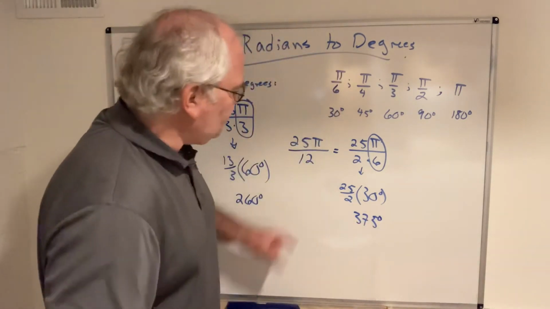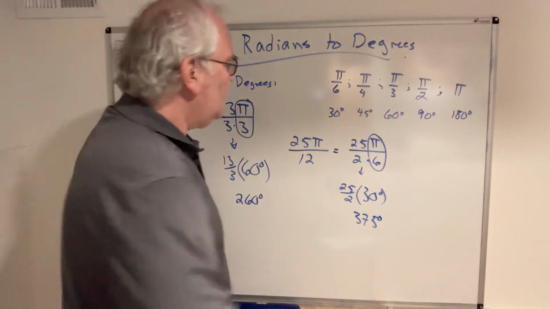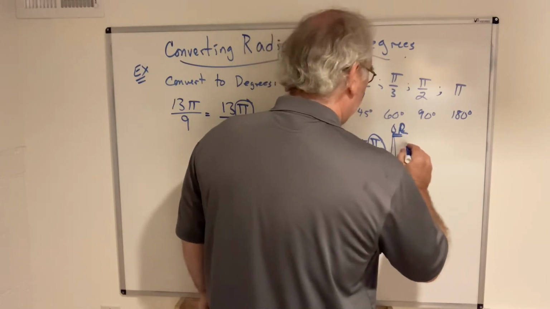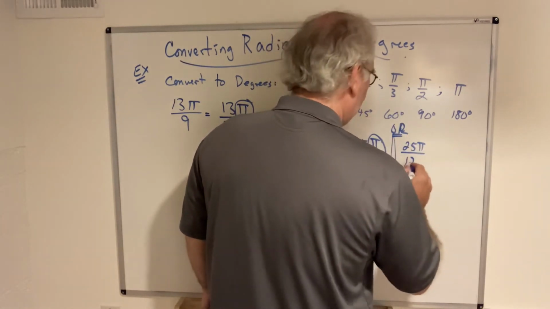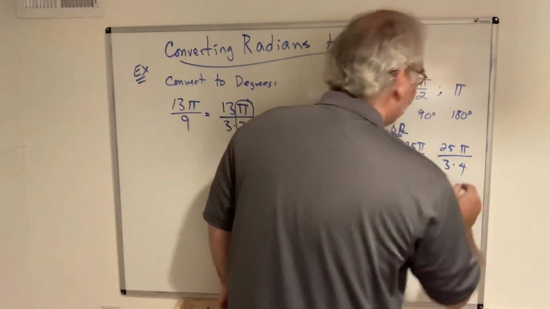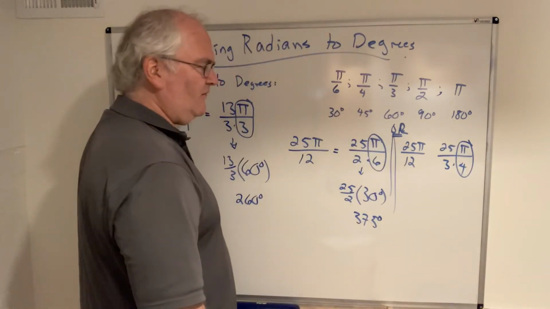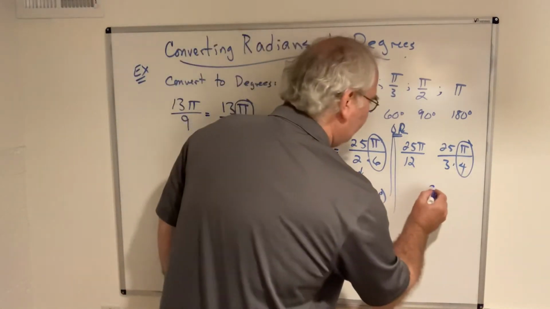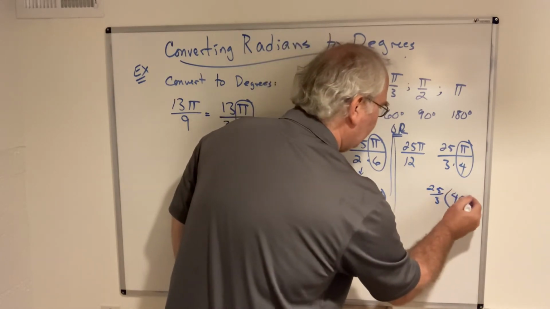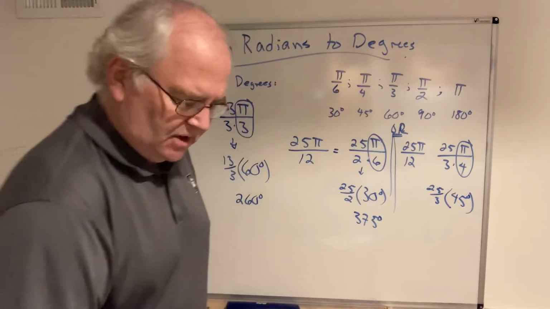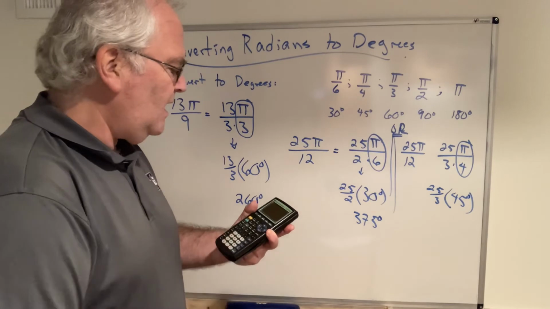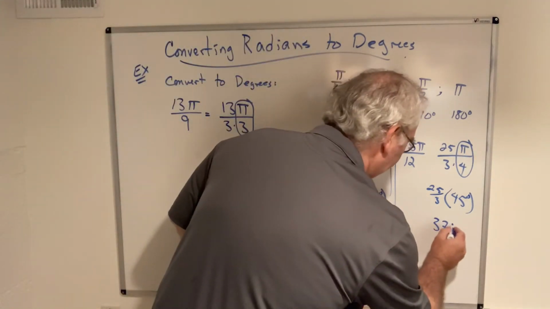All right? Now, suppose you didn't choose 2 times 6. Suppose you chose 25 pi over 3 times 4, and you hook together the pi and the pi over 4. Well, we know that much is 45. This is 25 over 3 times pi over 4, which is 45 degrees. And so now let's go to the calculator. That's 25 times 45 divided by 3, and that's once again 375 degrees.